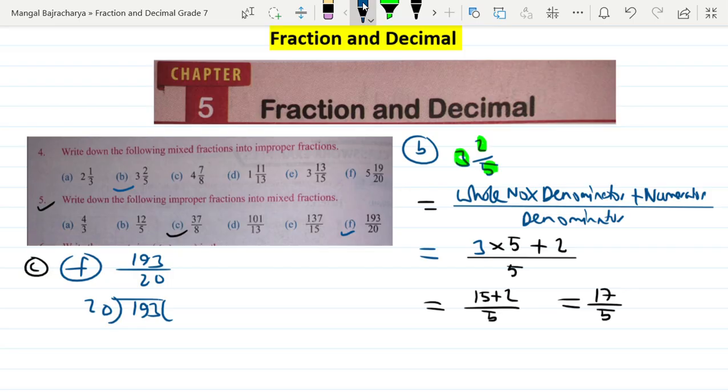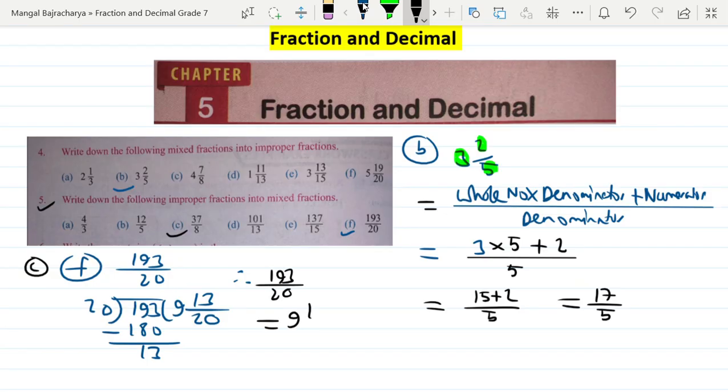20 tens are 200, but it's not 200, it's below 200. So not 10 times, it would go 9 times. If we do 9 times, we get 180. 20 into 9 is 180, and then when we subtract, we get 13. That 13 we keep in the numerator and 20 we keep below in the denominator. So therefore we can say 193 over 20 is equal to, as a mixed fraction, 9 whole number 13 by 20. So up to number 5, we did it.